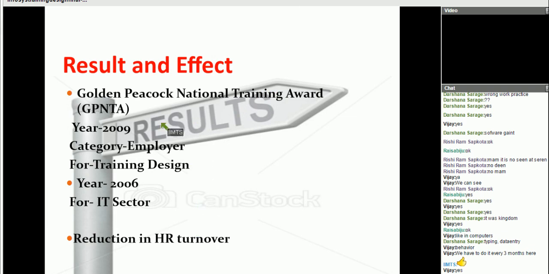So the result and effect of this type of training for Infosys has been very great. It has been very overwhelming. It grabbed this award, Golden Peacock National Training Award, in year 2009 for the category of employer, in 2006 for the IT sector, and reduction in the HR turnover. So that is very important. If an organization has to maintain its goodwill, it has to take care of this thing. The turnover should be minimum, the employee turnover.